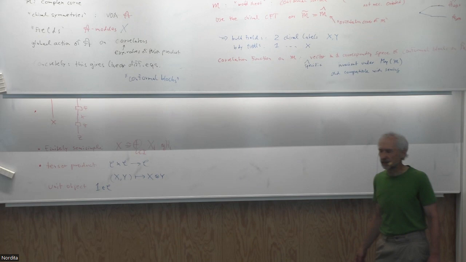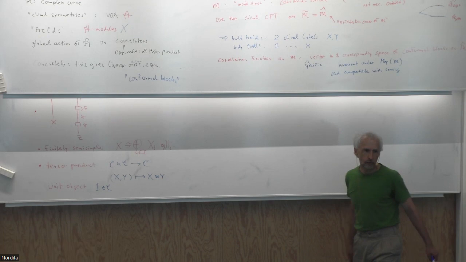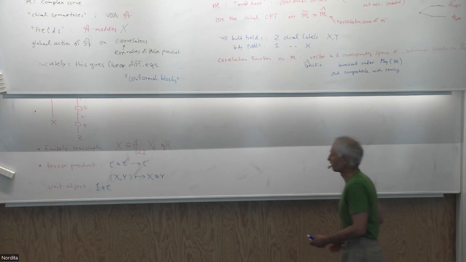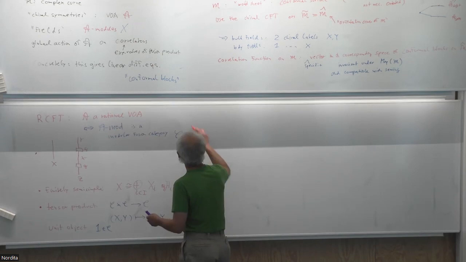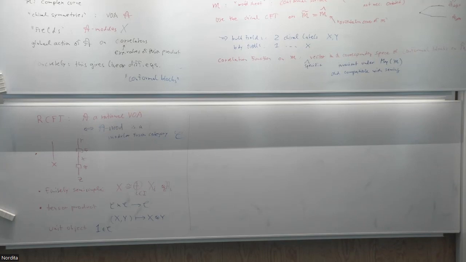And likewise, if I take a double tensor product, I have two possible bracketings. There is a coherent family of isomorphisms between them. And also those I will take to be identities. One can do that. That's an important theorem.